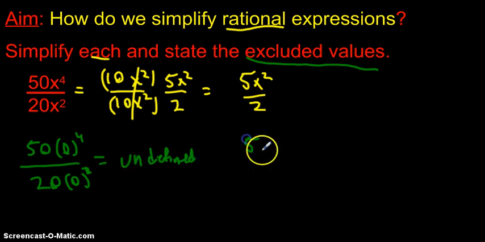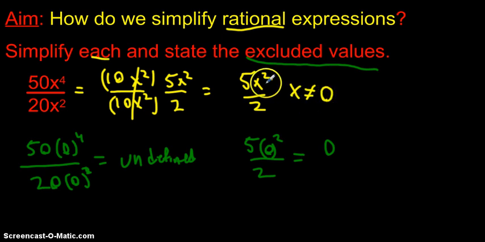Whereas when we plug in 0 here, this is equal to 0. These are not the same thing. 0 means having nothing, whereas undefined in this context means something else. Let's look at undefined for a moment. So the correct simplified expression here is 50x to the 4th divided by 20x squared is equal to 5x to the 2nd over 2 when x is not equal to 0. So when x is not equal to 0, this is equal to this expression.